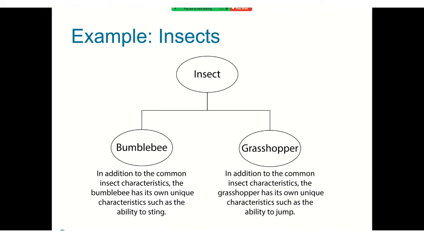Here, the same thing we already discussed. Insect is a general class. Then bumblebee, in addition to the common insect characteristics, has its own unique characteristics, such as the ability to sting. That's not good. Grasshopper, in addition to the common insect characteristics, has its own unique characteristics, such as they can jump. So that is good, that's fun stuff. But being stung is not very fun.